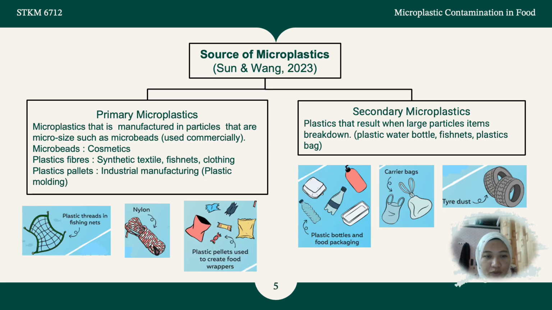There are two sources of microplastic. The first one is primary microplastic and the second one is secondary microplastic. Primary microplastic is manufactured in particles that are micro-sized, such as microbeads, plastic fibers, and plastic pellets, and all of these will be used to produce plastic-based products. For the secondary microplastic, it is plastic that results when large items break down, for example, tires break down, carrier bags break down, and it will produce microplastic.